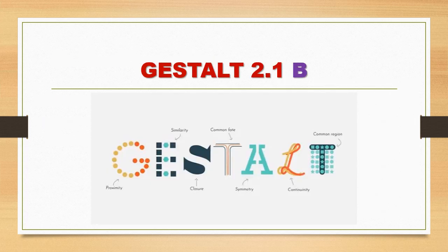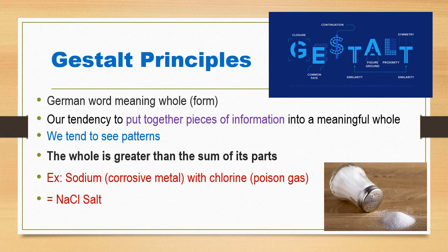And now we're going to move into 2.1b, which is Gestalt. Let's talk about Gestalt. Gestalt is a German word. It means the whole or the form. Our brains have a tendency to put together pieces of information into a meaningful whole. We want to make a whole. We want to see patterns. It's how our brain is hardwired.